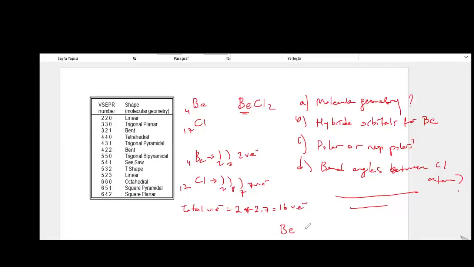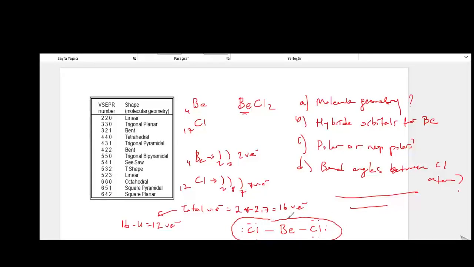Beryllium is here, with each single bond. As you can easily realize, 16 minus 4, there are 12 valence electrons. So, if you put valence electrons on the chlorine atoms, everything is okay. Right now, the Lewis structure of the molecule is ready.